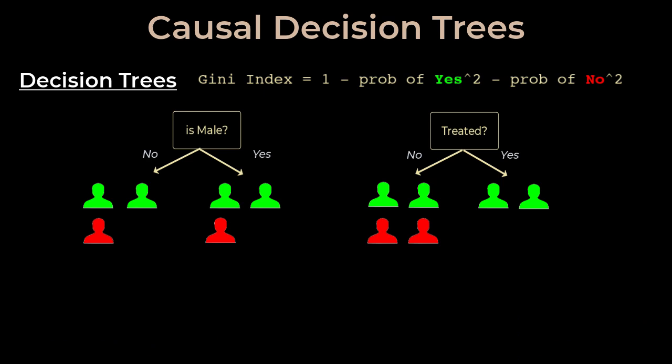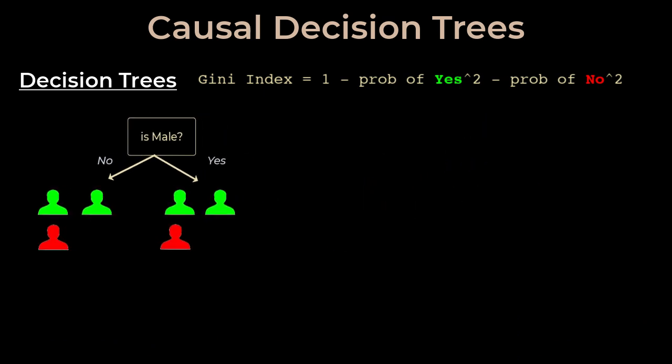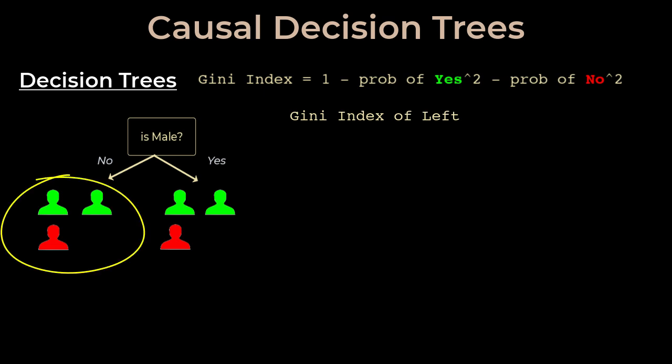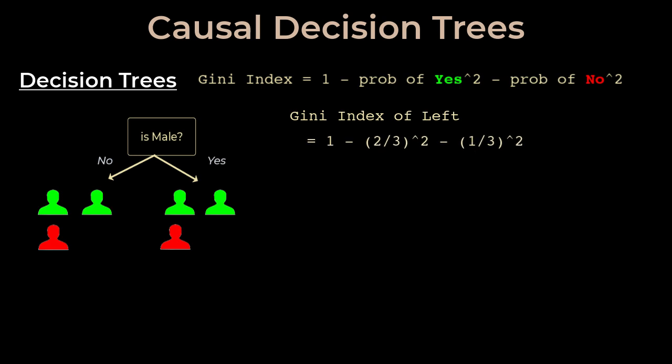So let's consider the gender split. The Gini index of the left node is 1 minus the probability of yes squared minus the probability of no squared. So in the left node, we had 2 yeses and 1 no. So the probability of yes is going to be 2 on 3, where 3 is the total number of samples in the left node. And similarly, the probability of no is going to be 1 on 3, since there were 3 people in the node, of which only 1 was not cured.